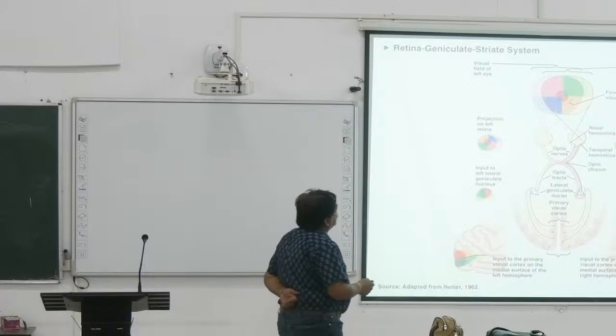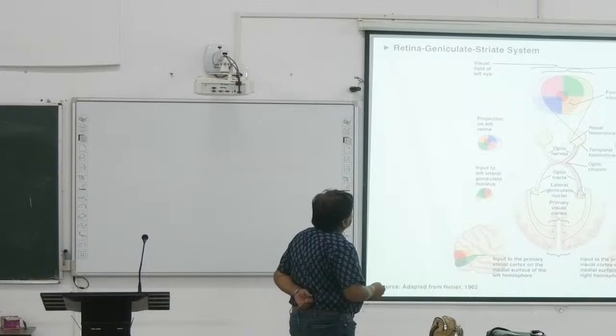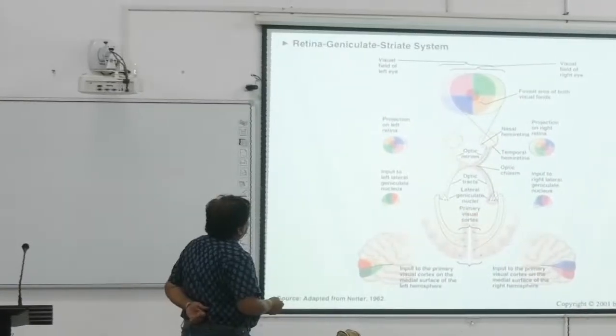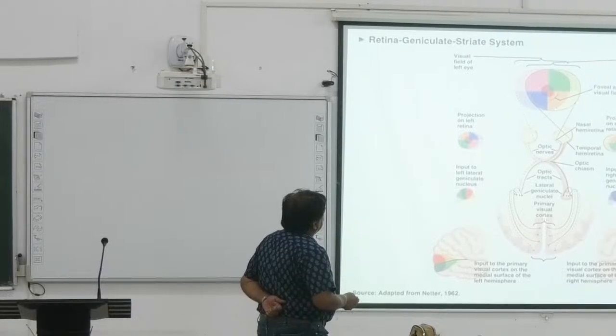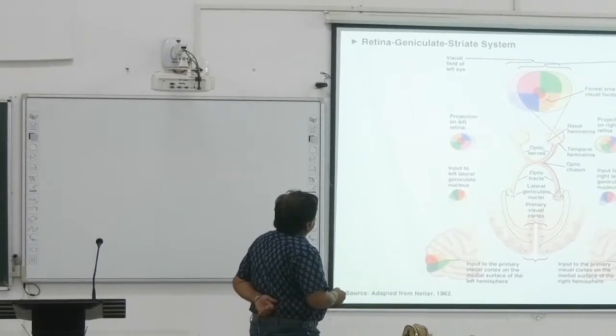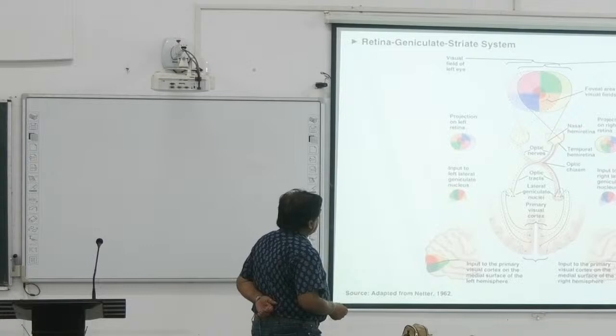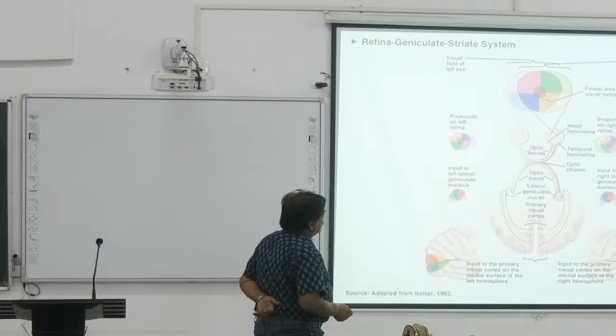Now, you can see the optic nerve, the temporal hemiretina, nasal hemiretina, the optic tracts, lateral geniculate nuclei, primary visual cortex. This is the primary visual cortex. Now, input to the right lateral geniculate nucleus. Input to the primary visual cortex on the medial surface of the left hemisphere. Input to the primary visual cortex on the medial surface of the right hemisphere.